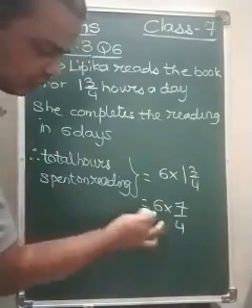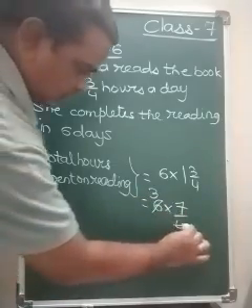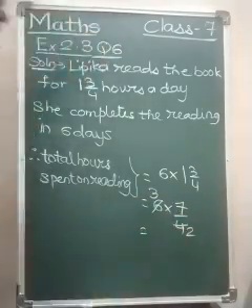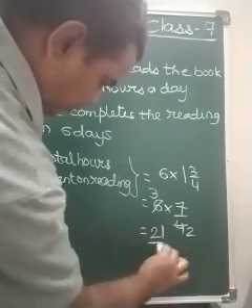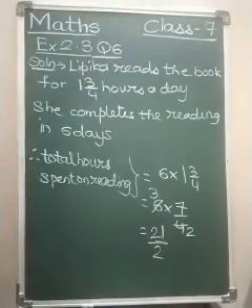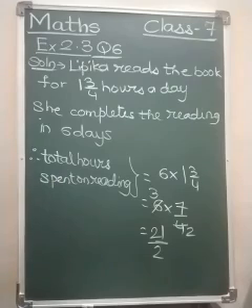Here we have 6 and 4 with a common factor. The common factor is 2. 2 3s are 6, 2 2s are 4. So this equals 3 7s are 21 upon 2. 21 upon 2 is the answer. But again, it is an improper fraction. Convert it into a mixed number.